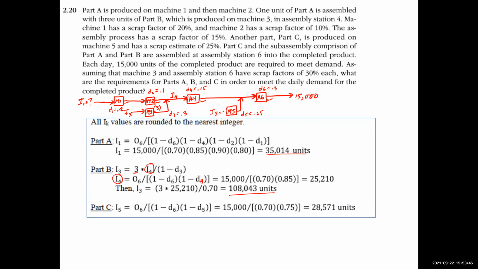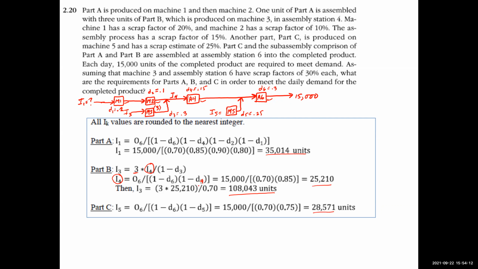So I5 is going to take into account the scrap factor of A6 and the scrap factor of M5. It's going to be O6 divided by the multiplication of the 1 minus the scrap factors of each, or multiplication of the 1 minus the scrap factors of station 5 and 6. And that will give us these amounts.